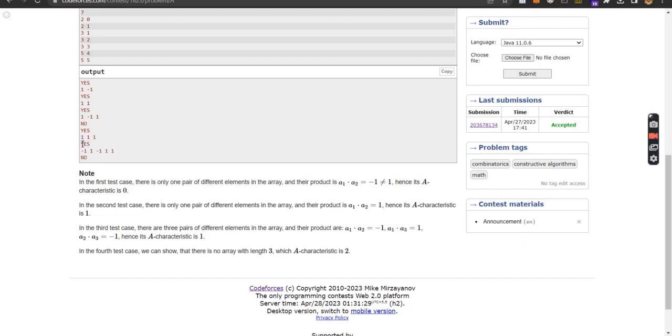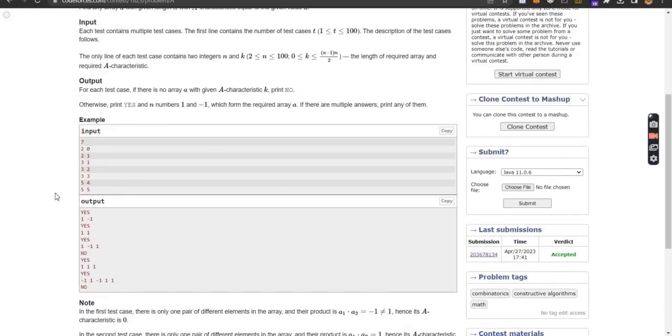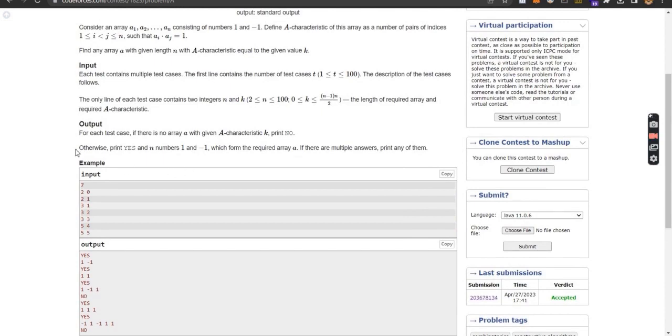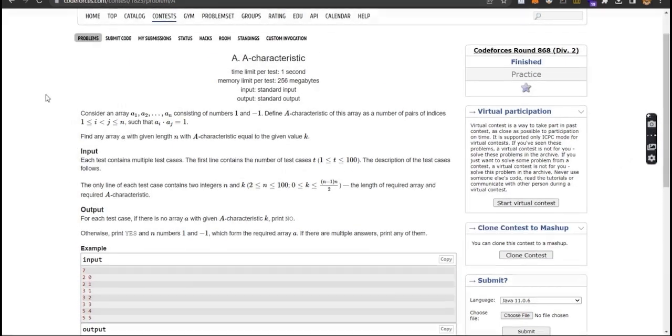If you can solve it, you need to print yes and the array you came up with, else no. Maybe you can again pause the video and think about a solution, and then let's move on to the discussion part.